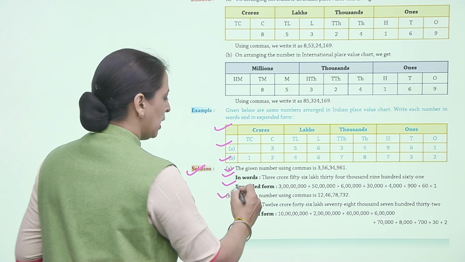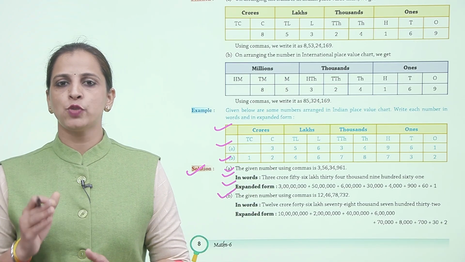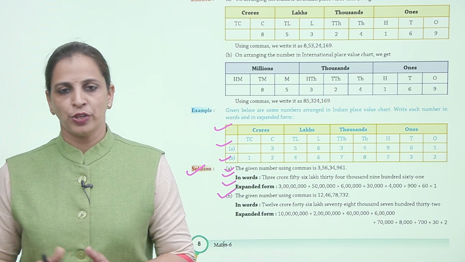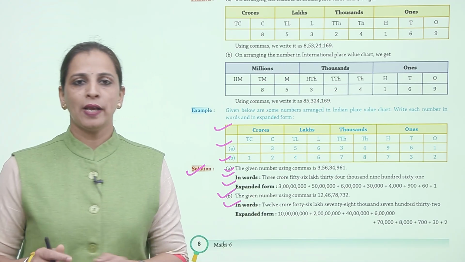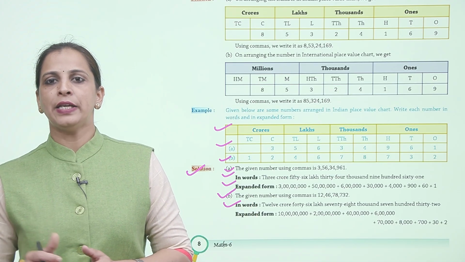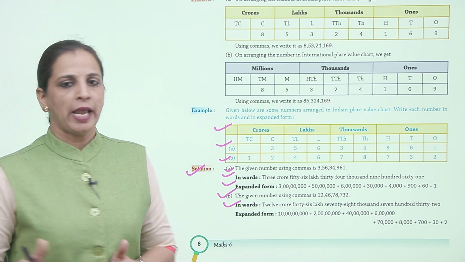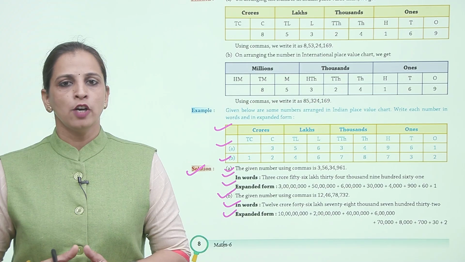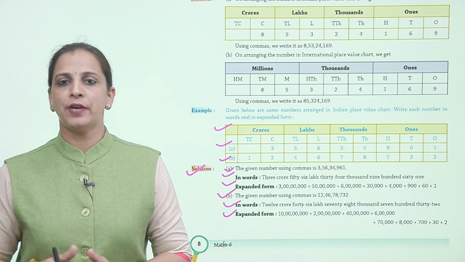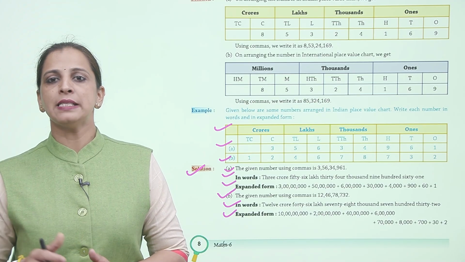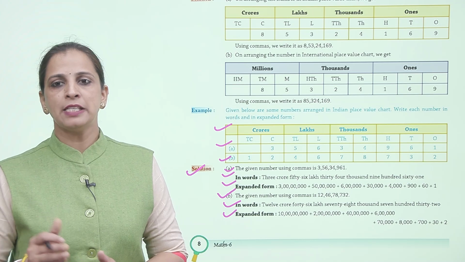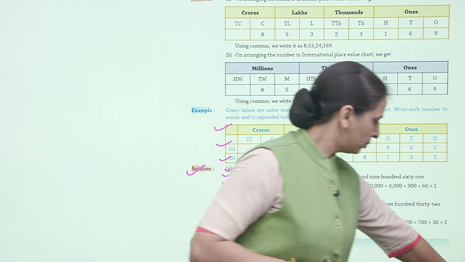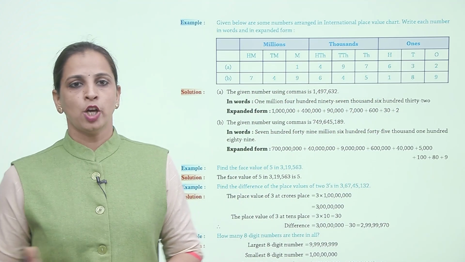Now B part. The given number using commas is 12,46,78,732. In words, it is 12 crore 46 lakh 78,732. Expanded form, 10 crores plus 2 crores plus 40 lakh plus 6 lakh plus 70,000 plus 8,000 plus 700 plus 30 plus 2. Now next example.